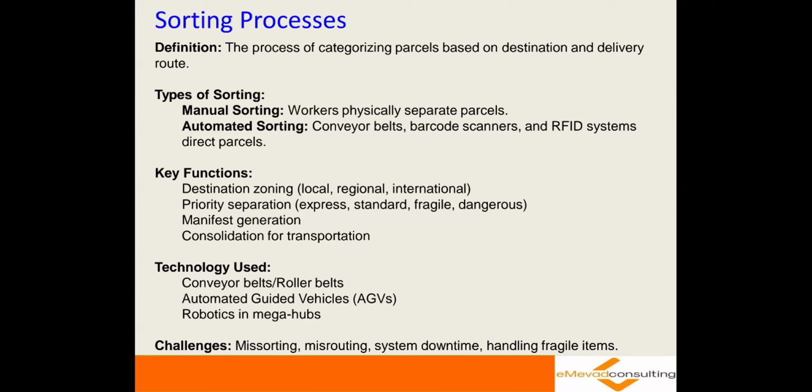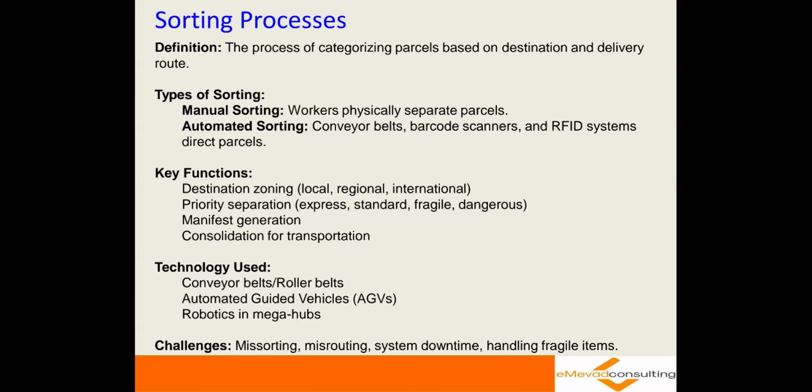And you can have a hub with arrays of conveyor belts everywhere, with one point directing packages from one point to the other, depending on the size of the hub. Then you have automated guided vehicles, AGVs. These are technologies also used to sort packages in the hub. And then robotics, of course, robots can also be used to move packages within the hub. So these are the technologies that are used.